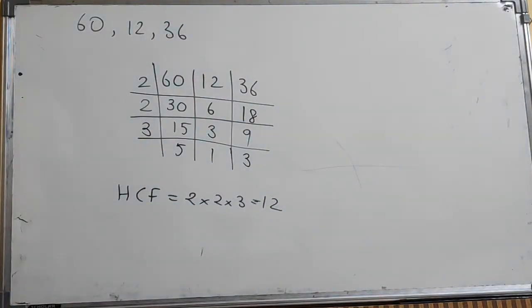I hope you have understood this method of finding HCF by factorizing all the given numbers together. You can use the same method even if you have got two numbers to find HCF. Two numbers, three numbers, four numbers. You can use this method for finding out the HCF of the given numbers.